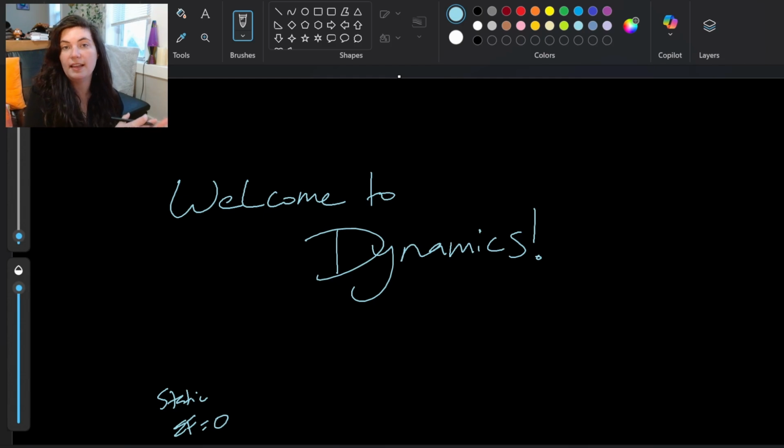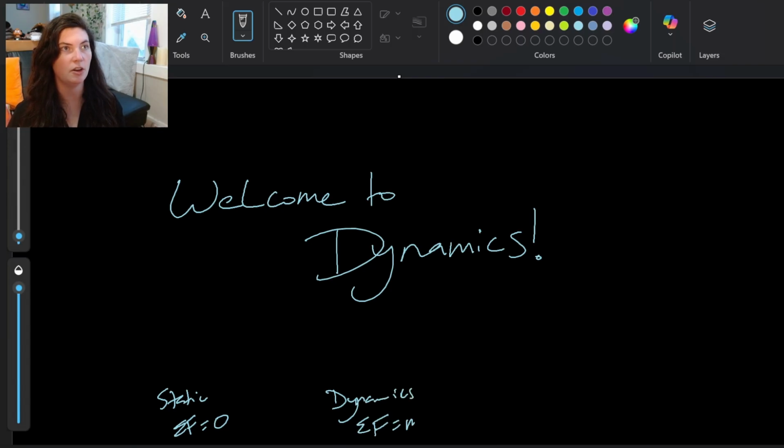And the way we're going to take that a step farther in dynamics, the big concept in dynamics, the big thing that makes it different from statics, is that all of those forces that are on that object now do not equal zero. We're no longer working in equilibrium. Instead, we have some kind of acceleration. Right, so the sum of our forces is going to be mass times acceleration. That's Newton's second law, and that's really going to be the basis for this class.